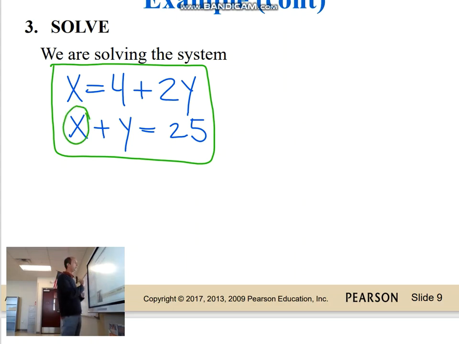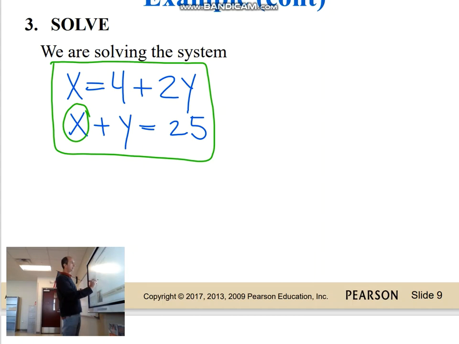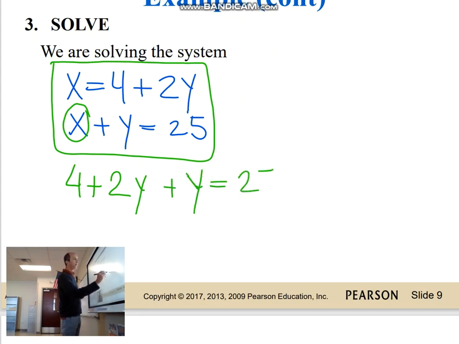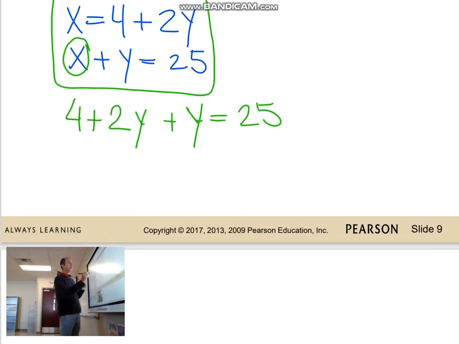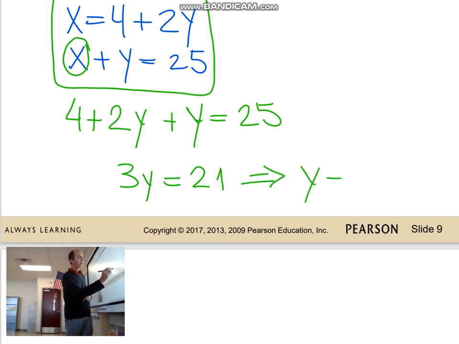We can substitute x here. So x is 4 plus 2y, plus y equals 25. Now you can simplify and apply addition property, multiplication property, and you will have 3y equals 21. Divide both sides by 3. y equals 7. Okay?